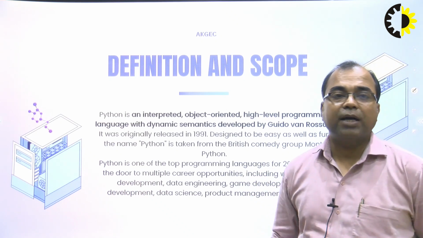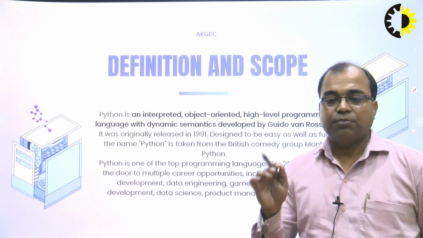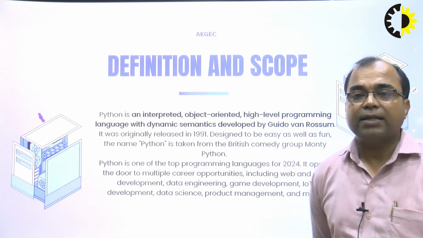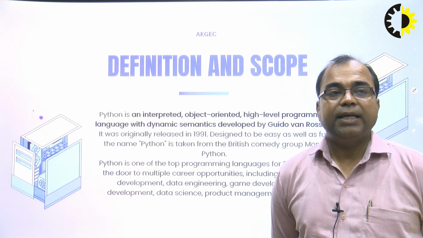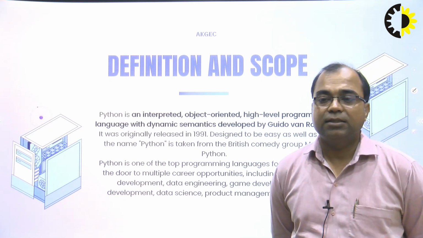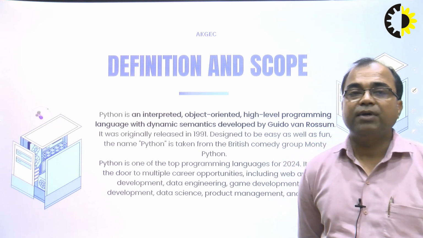When we write a program with a number of lines of code, it runs from the start, one line, then another line, and when there is any error, it is reflected at that time only. So it is a line by line interpreter, and it also has object oriented features and is a high level programming language.